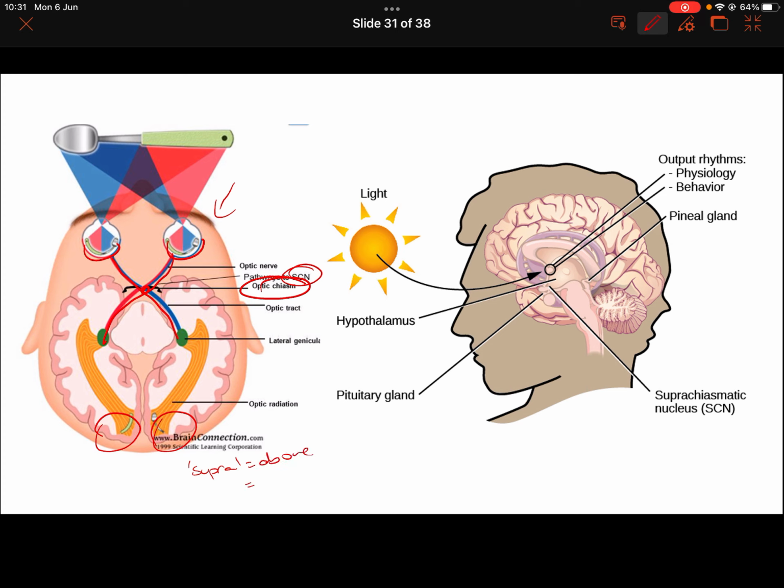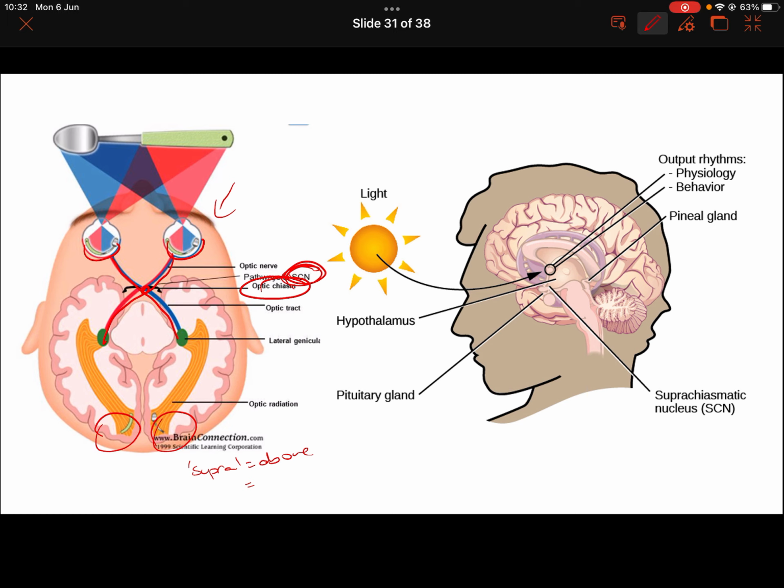chiasmatic, the optic chiasm. So the suprachiasmatic nucleus is located above the optic chiasm, the point where light information crosses over. And therefore, the SCN receives information about light directly from the optic chiasm. And this happens even when our eyes are closed, which is obviously necessary so that while we're asleep and our eyes are closed, our SCN is still able to receive light information. So it doesn't rely on our eyes to send that light information.